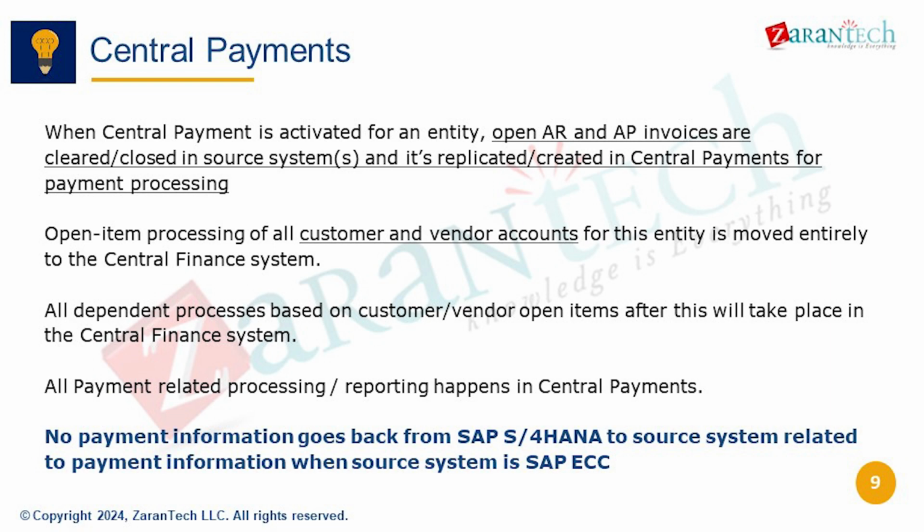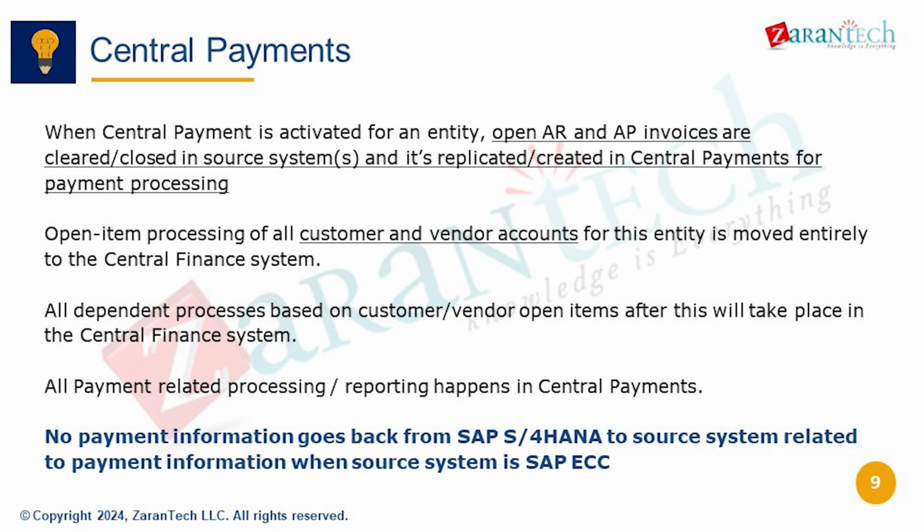When Central Payments is activated for a particular legal entity, any open vendor invoices and customer receivables in the connected operational system get cleared or closed in those source systems. Instead, corresponding open items get created within Central Payments, which now becomes the system of record for pending settlements. This means, on an ongoing basis, all customer and vendor open item management, including due date tracking, dunning, and dispute handling, gets exclusively managed in Central Payments.